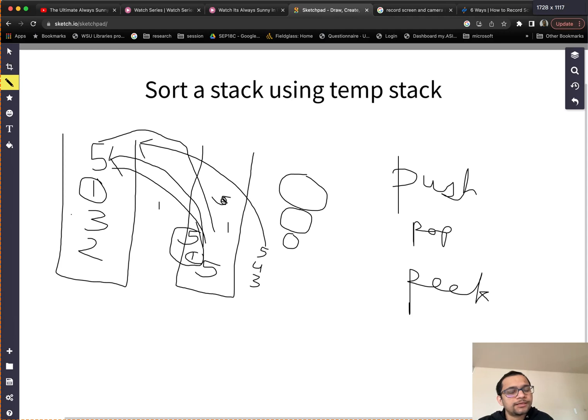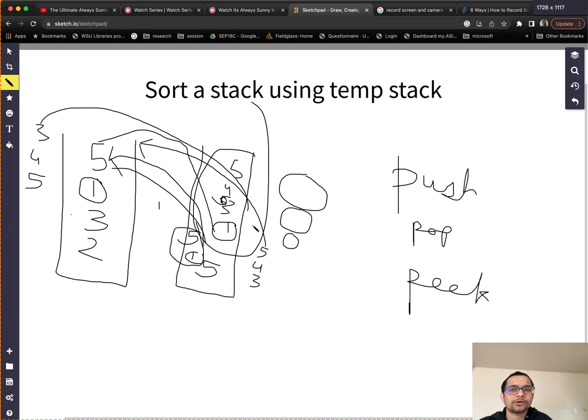The interesting thing is when we pop them, they go back in this way, like 5, 4, 3. So when we put 1 here to the temp stack and push the remaining elements back, the order is preserved: 1, 3, 4, 5. Yeah, so this is how sorting would work.